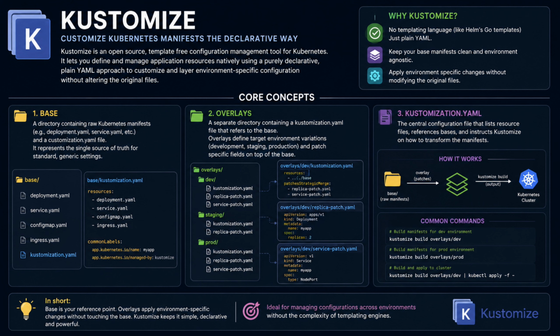That was the definition. Now let's understand the core concepts in Kustomize. First is base. Base is a directory containing raw Kubernetes manifests, for example the deployment YAML file, the service YAML file, and every YAML file which you prepare to run your application. It also contains an additional YAML file, kustomization.yaml, which represents the single source of truth for standard generic settings.